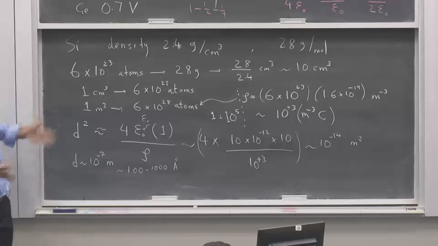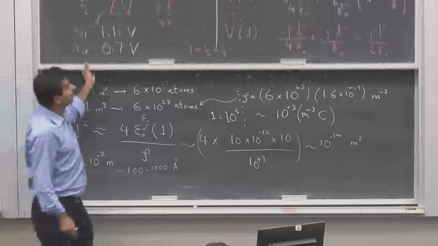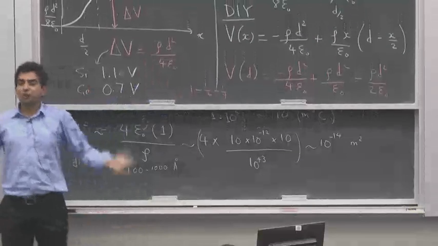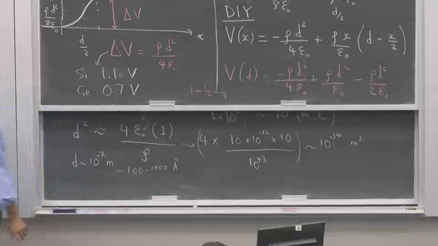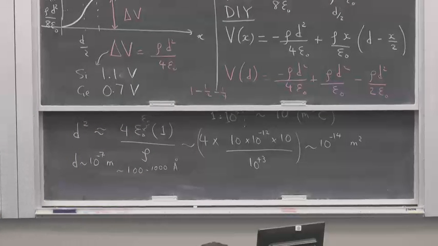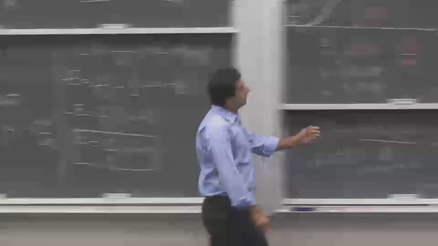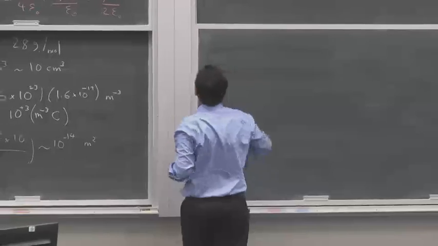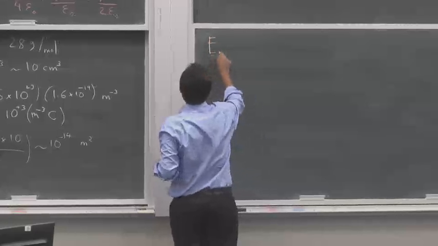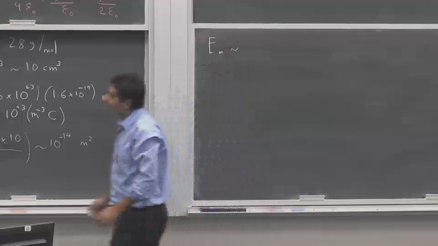Now we found out typical values of D, 100 angstroms, 200 angstroms, and so on. Now we can also find out what the typical value of the electric field here is. So if I were to plug in these values and find out the typical value for the electric field, EM, this EM would be really large, by the way.